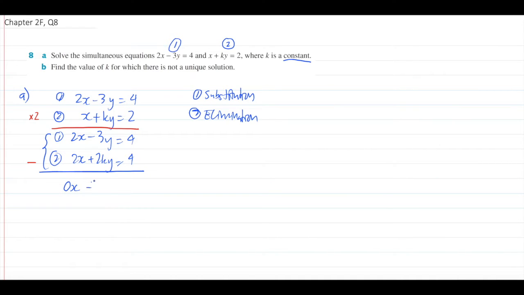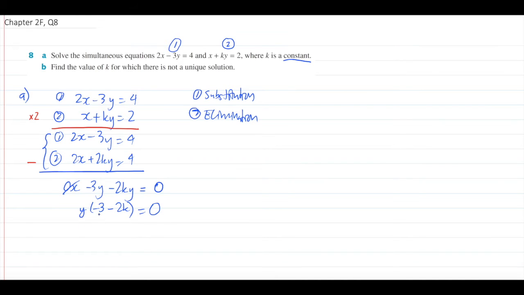And then you have minus 3y minus 2ky. We can't do much about that, but on the right hand side you have 4 minus 4, and you get 0. So you've now eliminated the x and you're only left with the y. We will now group the coefficients together, and when I say group, I mean essentially take out the y. So you get y times negative 3 minus 2k equals 0.